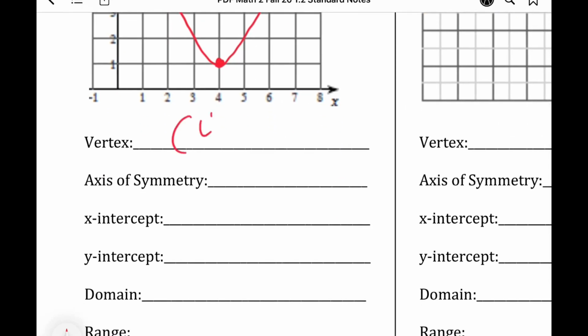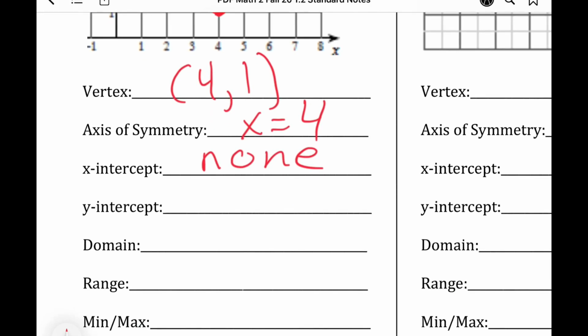Your vertex should be 4, 1. X equals 4. There are no x-intercepts because it does not touch the x-axis. Y-intercept should be 0, 33.